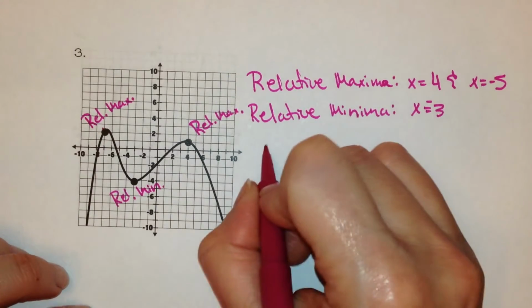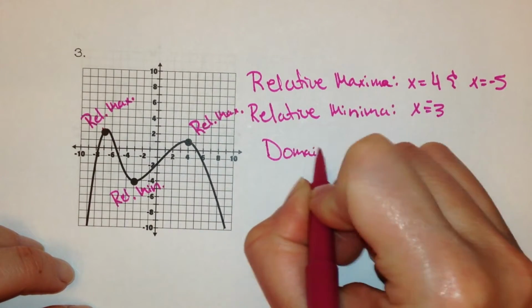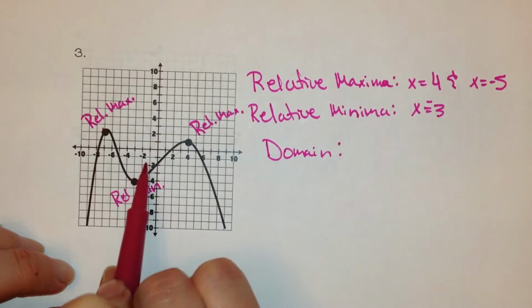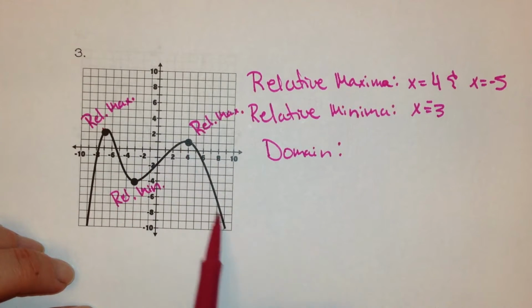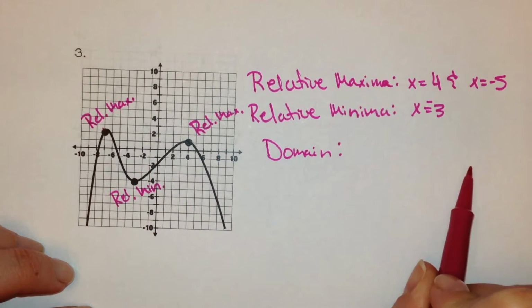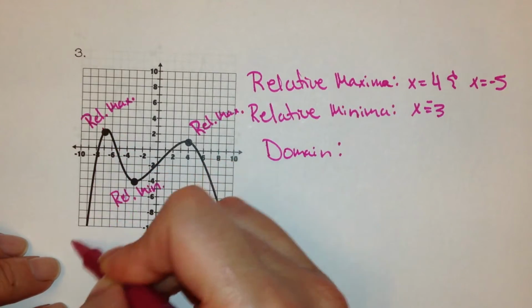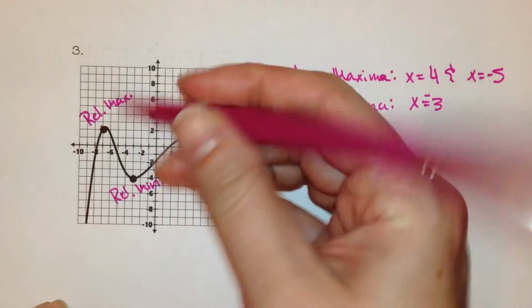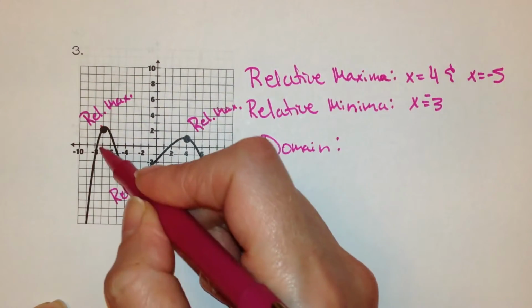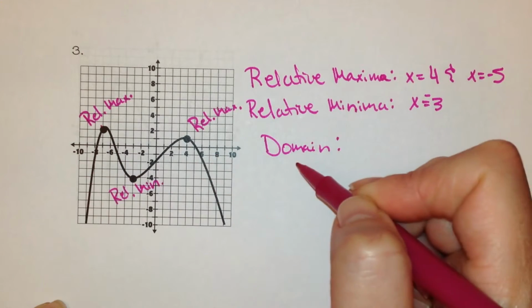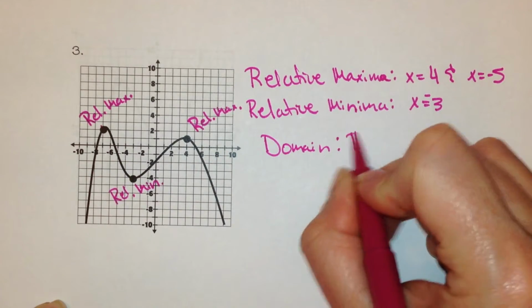And let's look at domain. It looks like as this graph keeps going down, the x values will continue to be used. Again, this one's going to keep going down this way. It is a little steeper, but it doesn't go straight down. So I know all x values will be included. So all real numbers.